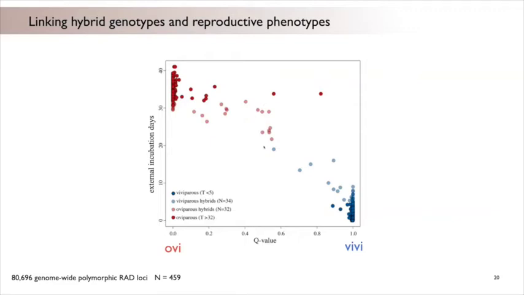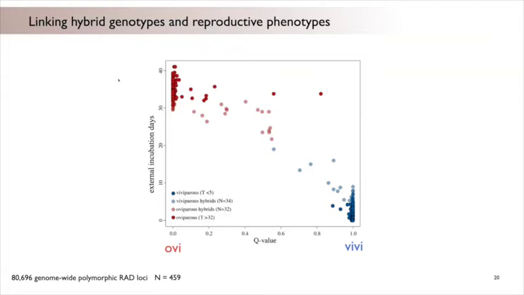So an association between phenotypes. So here, external incubation days. So oviparous have external incubation period, and viviparous are hatched. They don't have this external period. And we can see a correlation. These are each different individual females. There's correlation between genotype and phenotype.